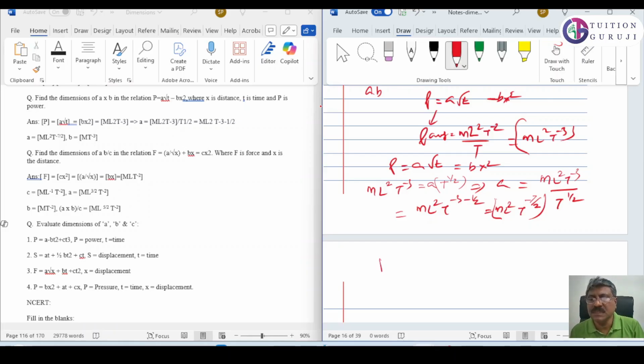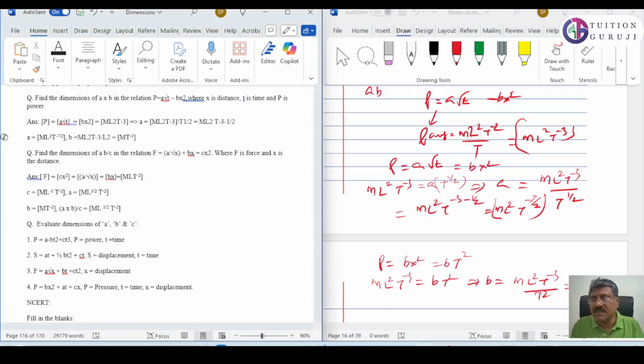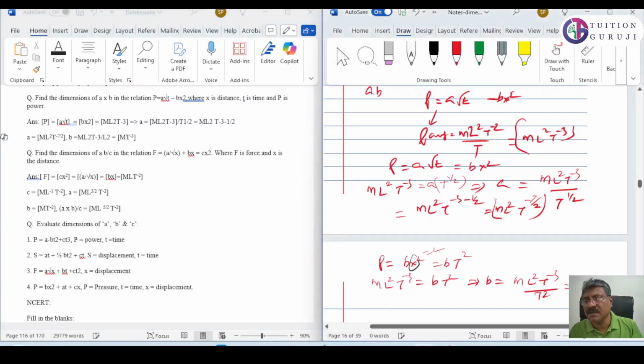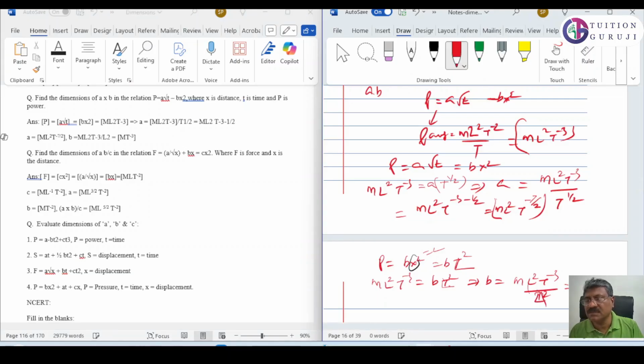Then P is equal to B x square is equal to B T square. So m L square T to the power minus 3 is equal to B T square, which implies B is equal to m L square T to the power minus 3 by T square. Okay. So there was a mistake. It is not T, X is actually L. Therefore, it is B L square. So it is actually divided by L square, so L square will get cancelled. M T to the power minus 3.